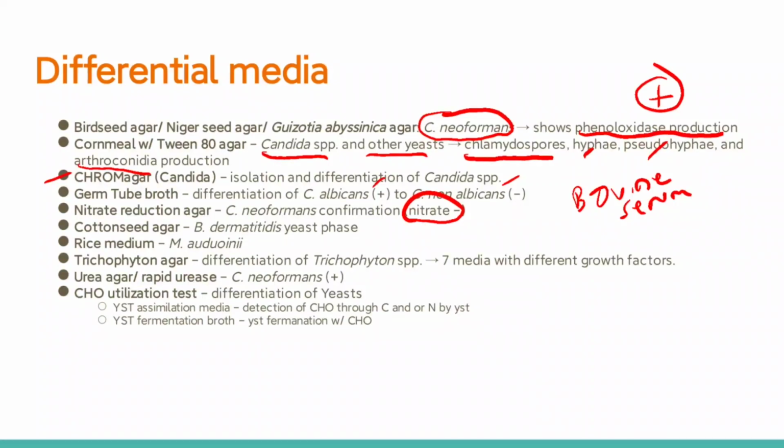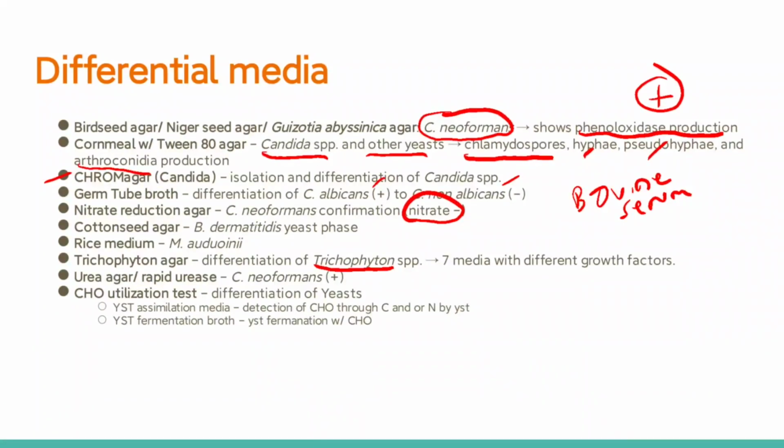Next, we have the trichophyton agar. So, nasa pangalan niya na. So, for the differentiation ng napakadaming trichophyton species. So, this comprise of 7 media with different growth factors. So, hindi na natin isa-isahin yung mga yun.